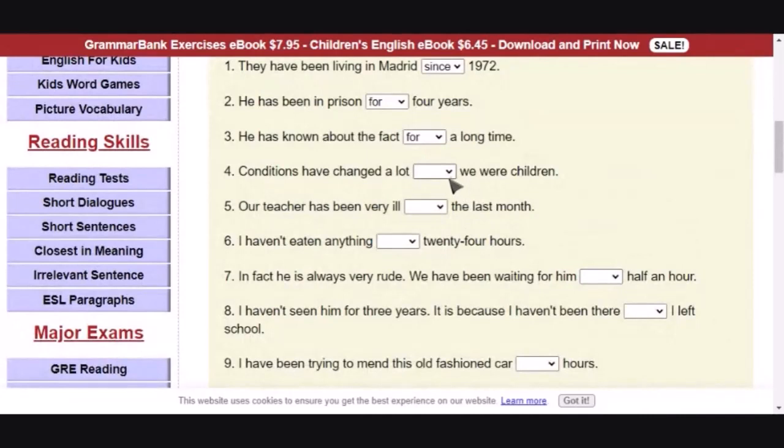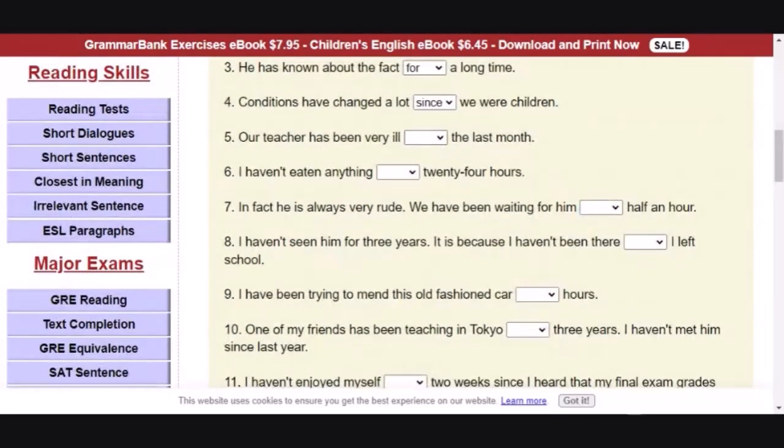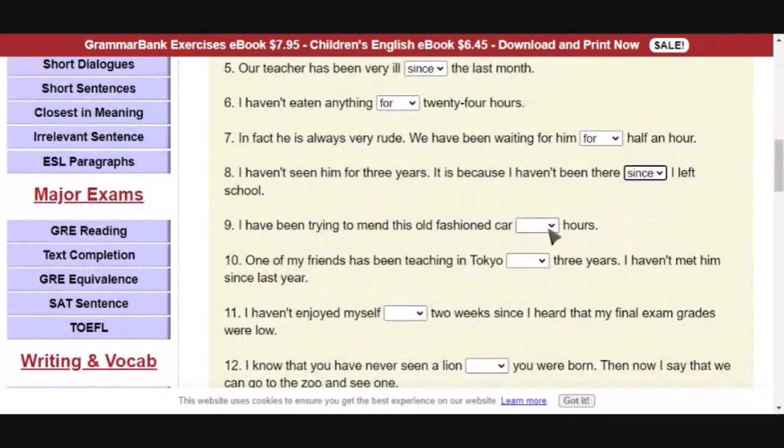Since we were children. Our teacher has been very ill for the last month. For the last month or since the last month? Since the last month. I haven't eaten anything for 24 hours. In fact, he is always very rude. We have been waiting for him for half an hour. I haven't seen him for 3 years. It's because I haven't been there since I left school.